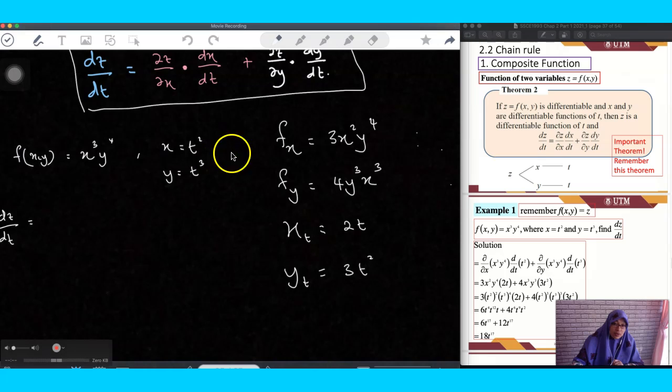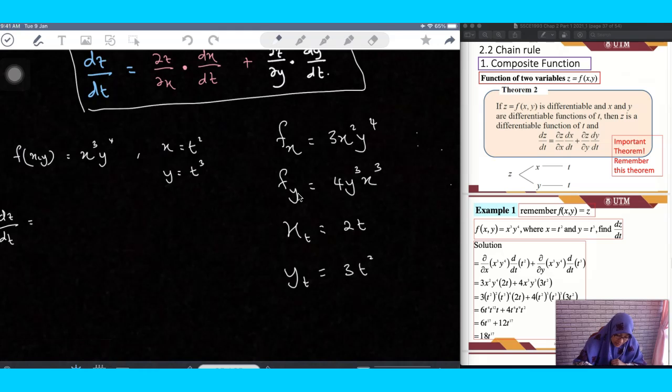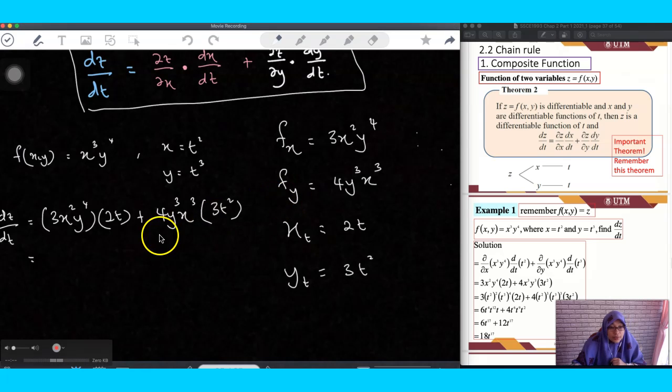And then you plug in all the components that you obtained. So now your fx, or zx, is 3x squared y to the 4 multiplied by xt, 2t, plus fy, 4y cubed x cubed, multiplied by yt, 3t squared. Okay, so now you can see the combination of x, y, and t.